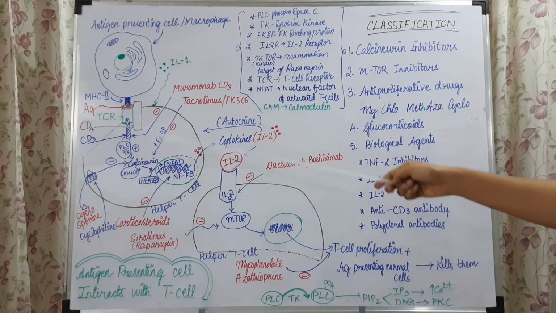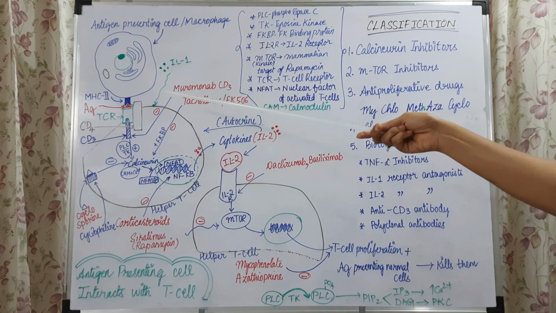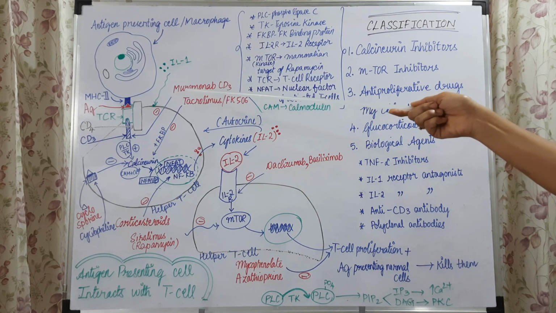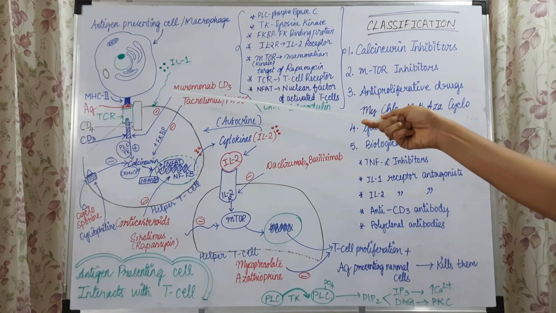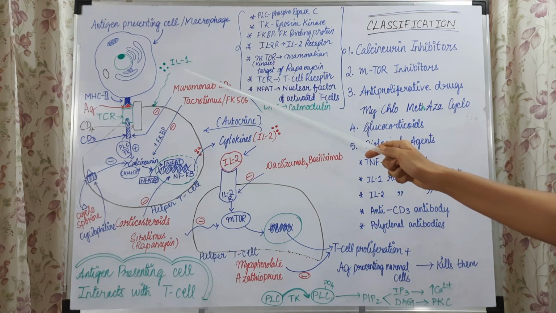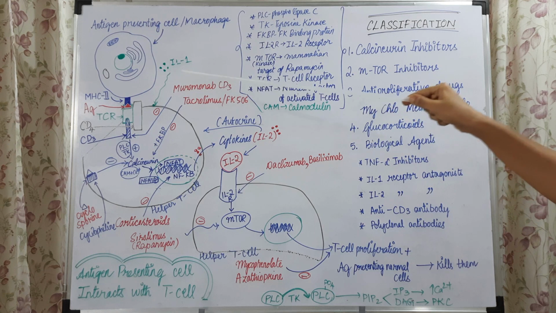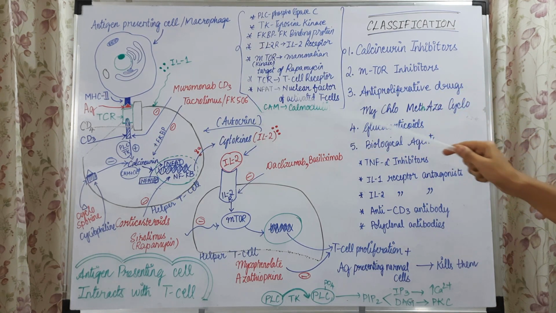They also have one more mechanism of action. They interact with the macrophages and inhibit the expression of the major histocompatibility complex 2 over the surface of the macrophages. In such a way, they inhibit the interaction between the macrophages and the T cells.